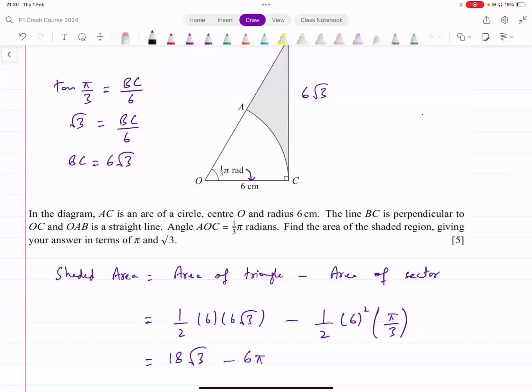So remember, arc length formula is S equals r theta. Area of sector formula is half r squared theta. Okay. We are using this for the area of the sector here.